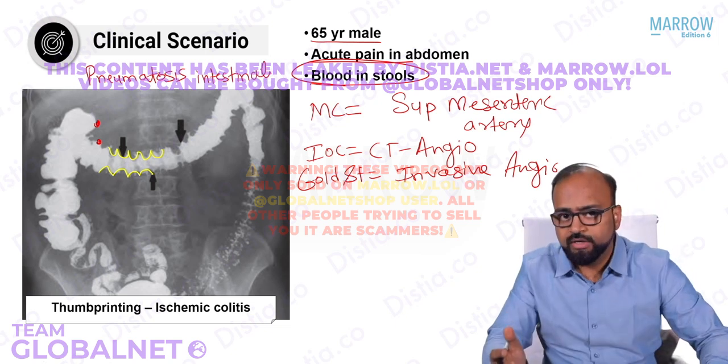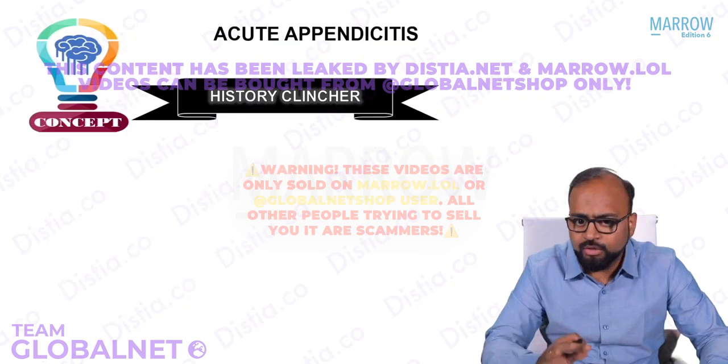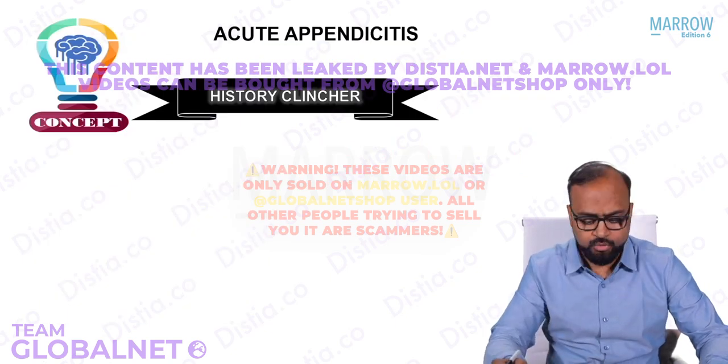That can give rise to pneumoperitoneum as well if they perforate. So this is about the ischemic bowel pathologies. Now acute appendicitis can be a history clincher. How is it a history clincher?